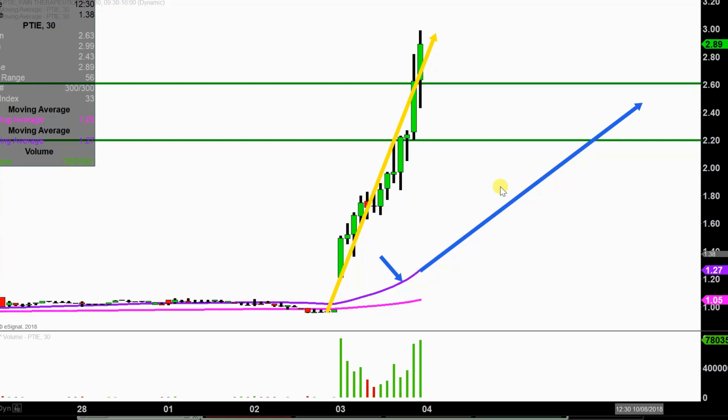Again, sure, staying above 2.60, that would be great. However, from the grand scheme of it all, as long as the price is above that purple line, the bulls 100% own the chart. What about levels of resistance?